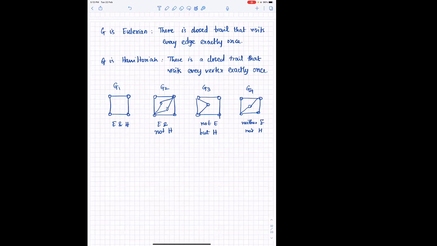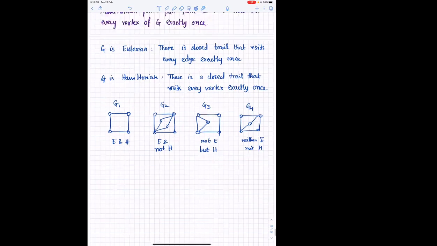The same is also true about G4. If you look at it, the graph is not Hamiltonian, but it has a Hamiltonian path, right? This one, the Z, is actually a Hamiltonian path. It visits every vertex exactly once. It's just that it cannot come back to the vertex from the very start.